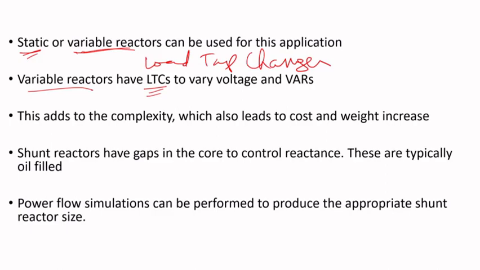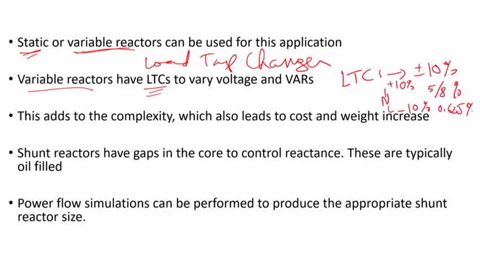you can change the taps. As one application, for instance, you have typical LTCs with plus or minus 10%. In other words, if this is the nominal, then you can go up from nominal up to 10% of the rated voltage, or you can go below the nominal by 10%, in increments of 5/8%, or 0.625%. These are the steps.